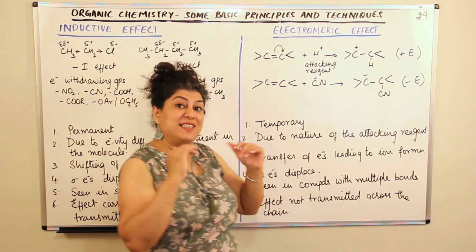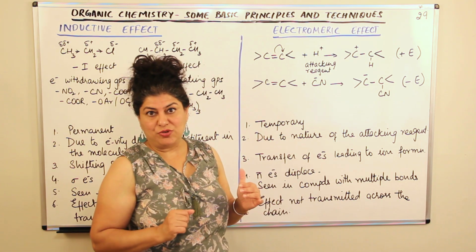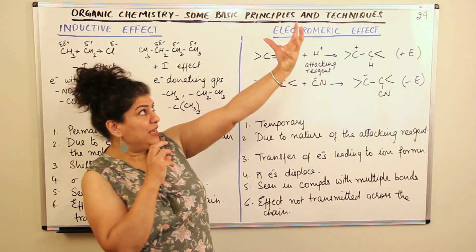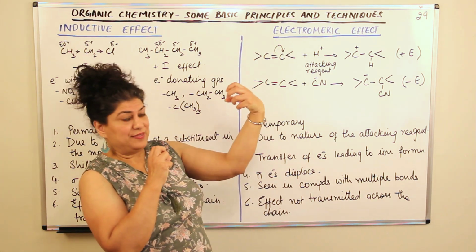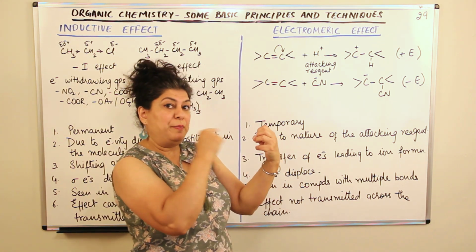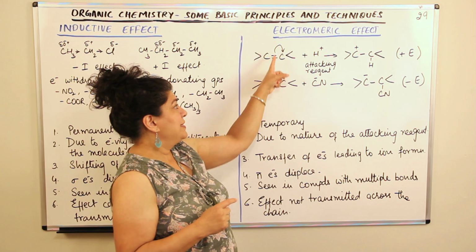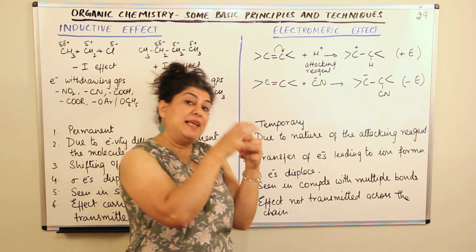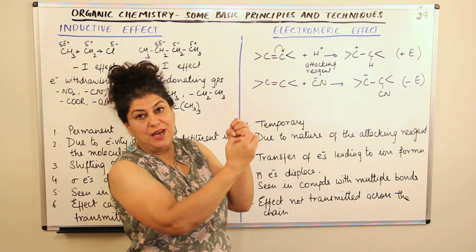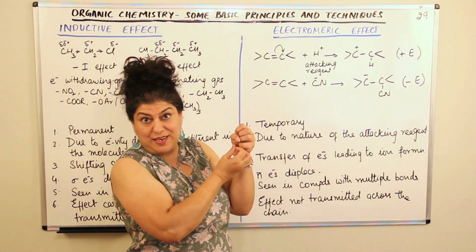It's not a shift, it's a complete transfer of electrons. And if that attacking group is negative, then the electrons of the pi bond, not of the sigma bond, of the second bond, will move towards that carbon to which the attacking reagent will attach itself.